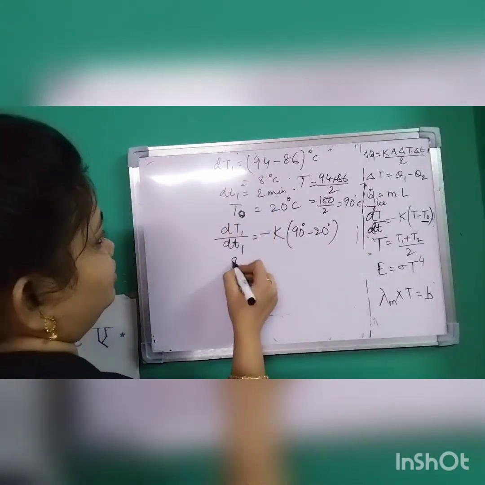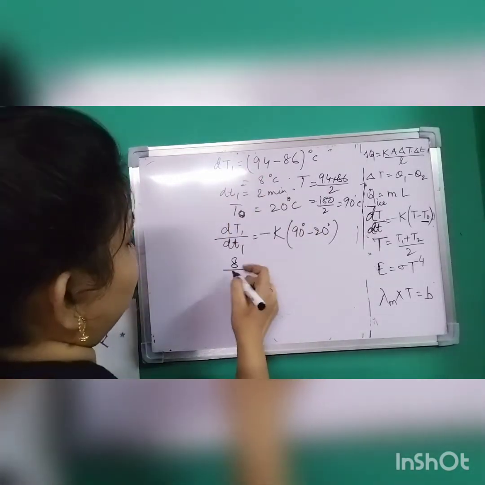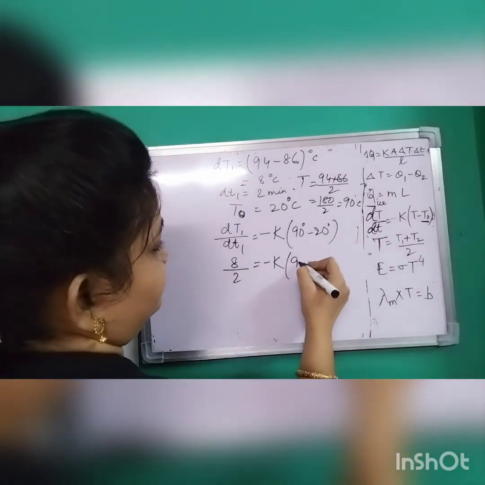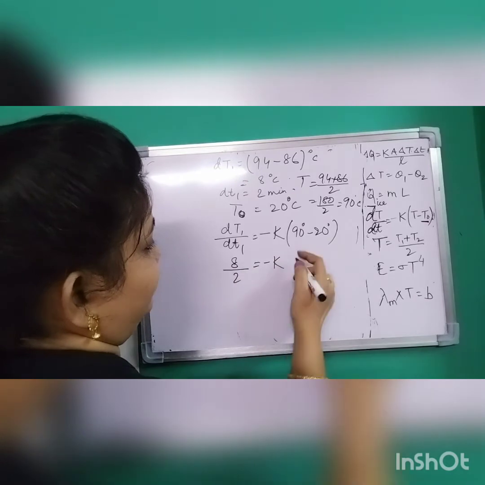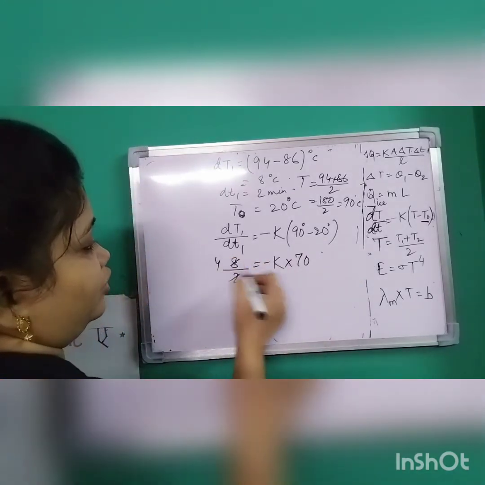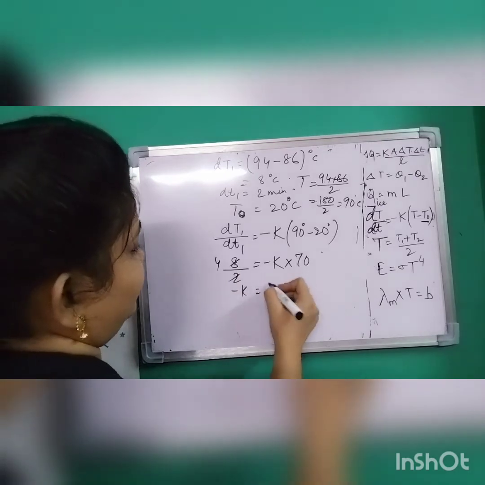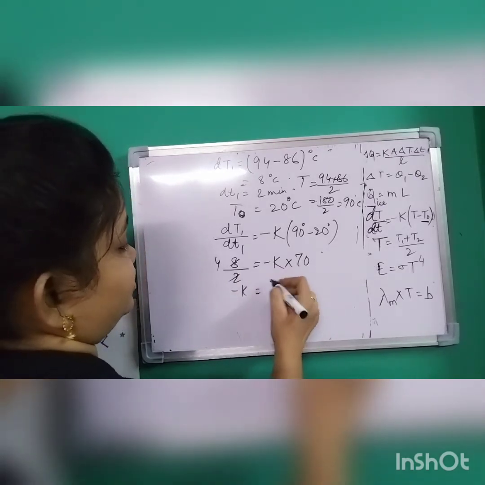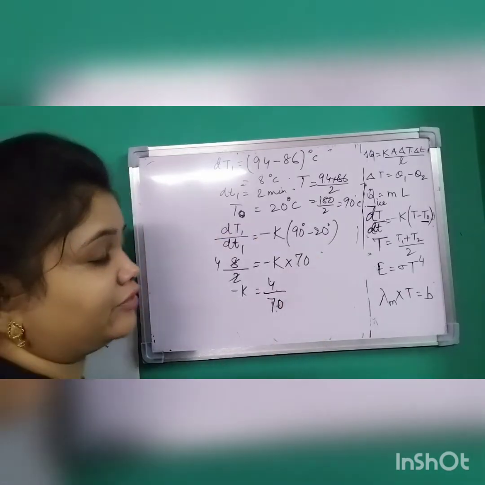Let us put the values: 8 by 2 is equal to minus K times (90 minus 20), which means 70. So we get the value of K over here. Minus K is nothing but 4 by 70, sorry, 4 by 70. Okay, we have got the value of minus K.